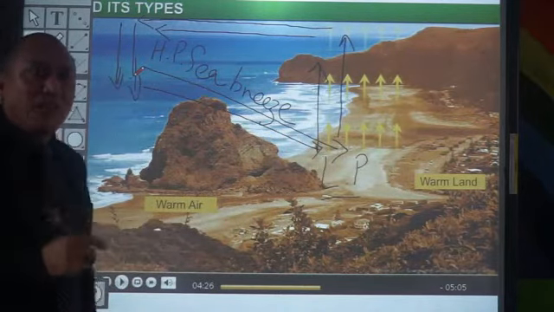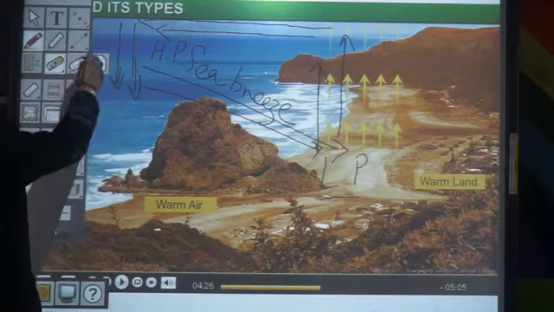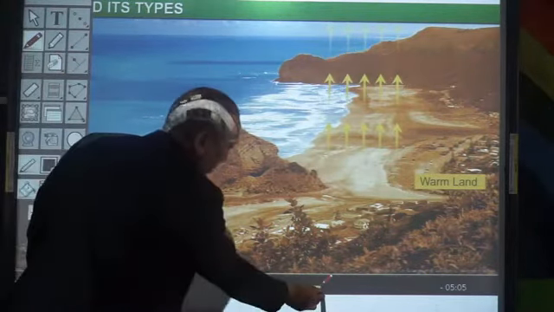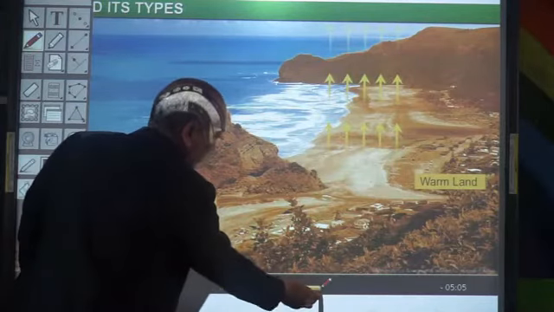Then we also have the land breeze. Now this land breeze takes place during the night.